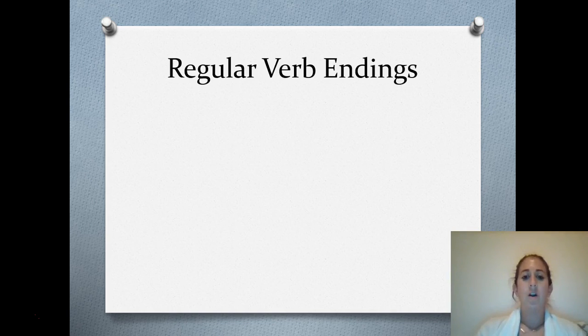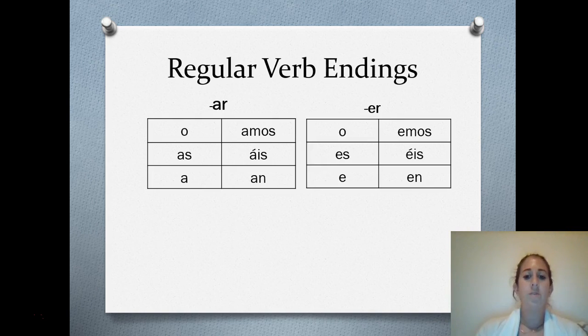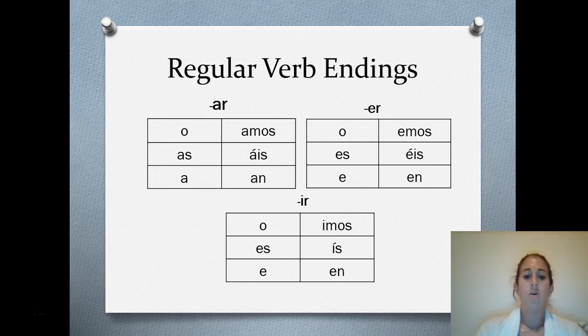So let's talk about regular verb endings. So we've got three types of verbs. We've got AR verbs: o, as, a, amos, áis, and an. We've got ER verbs: o, es, e, emos, éis, and en. And then we've got IR verbs: o, es, e, imos, ís, and en. Notice the only difference between ER and IR verbs are the nosotros and vosotros conjugations.